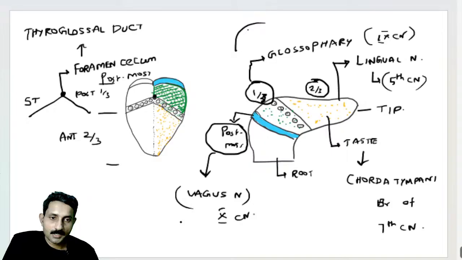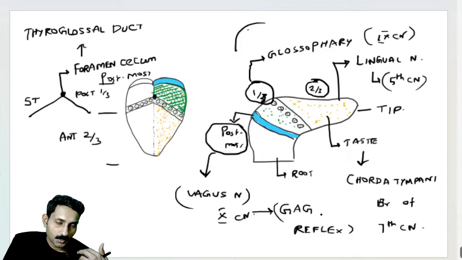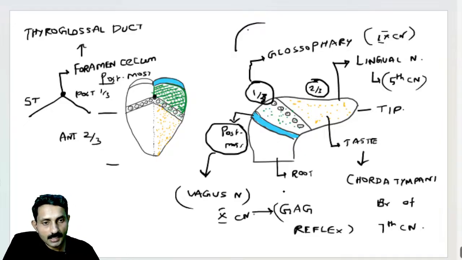This vagus nerve has one more significance. This is called the gag reflex. In physiology, you will read some reflex, the gag reflex. Gag reflex means sometimes if you put your finger onto the back of the tongue, some people try to do that when they feel indigestion, or something is touching there, you will feel a gag-like or vomiting sensation. Why? Because they are touching on the posterior most circumvallate papillae.